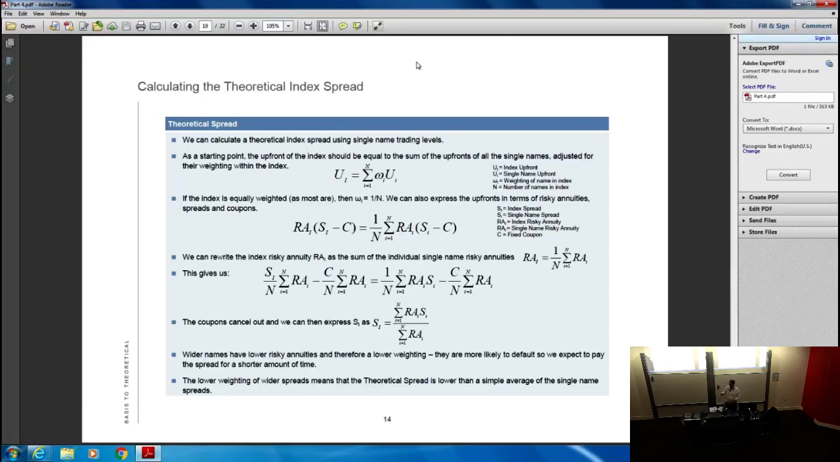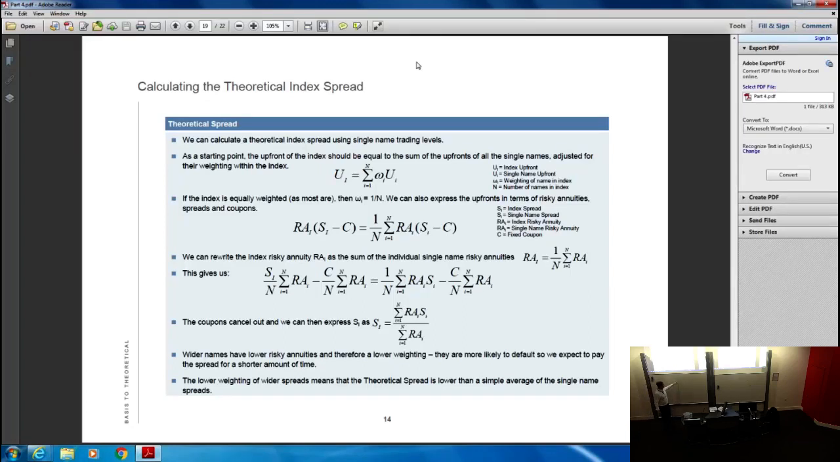So what does that practically mean? As we've seen before, as your spread rises, your risky annuity goes down because the probability of receiving future cash flows starts to decrease. So spreads up, risky annuity down.